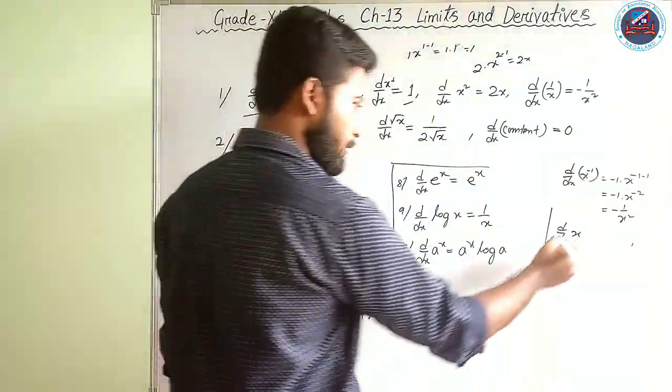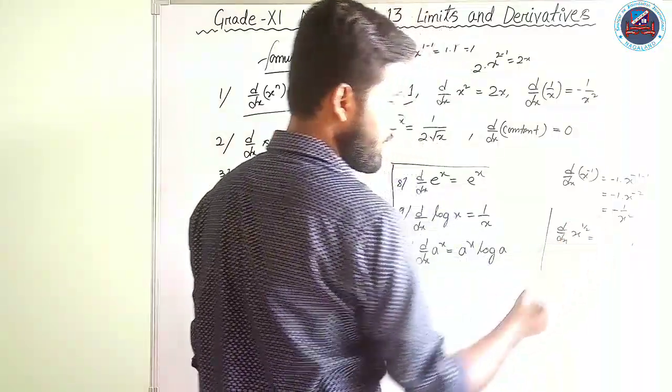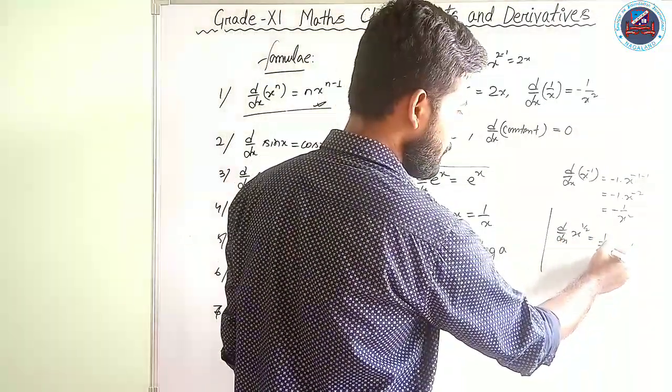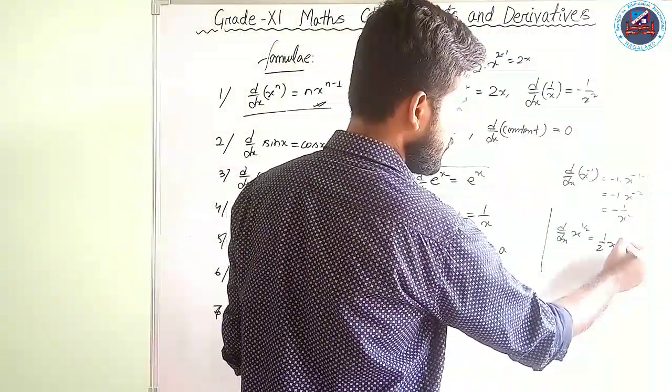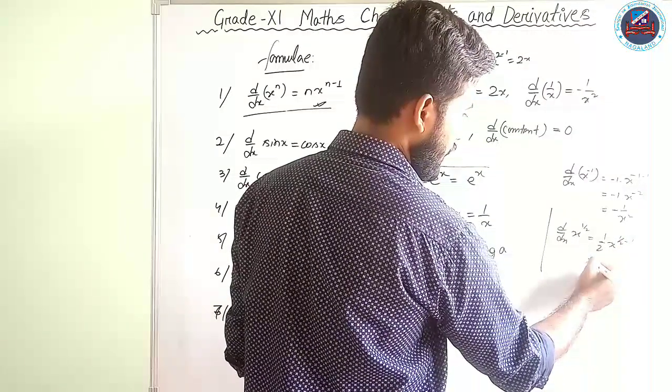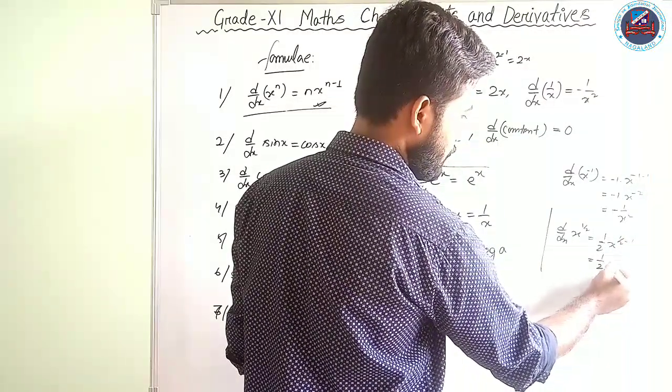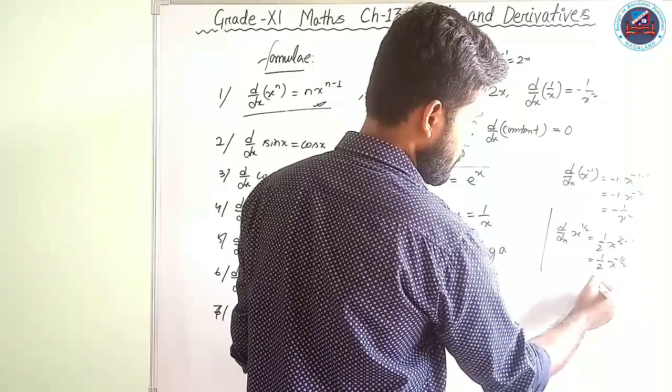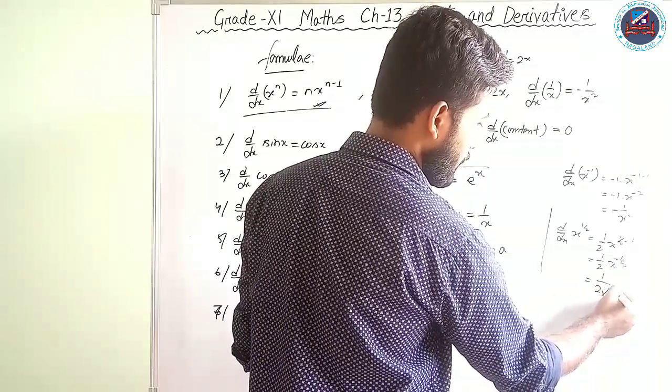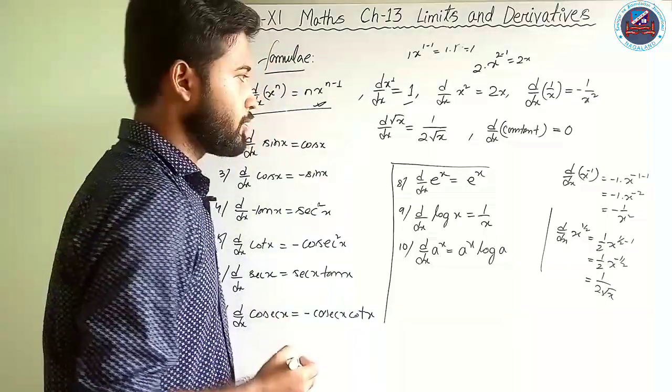X to the power half. Since it is a real number, I can write half into x to the power 1 by 2 minus 1, and that will give us 1 by 2 x to the power minus 1 by 2. So I shall be remaining with 1 by 2 root x. Okay, so this is our answer.